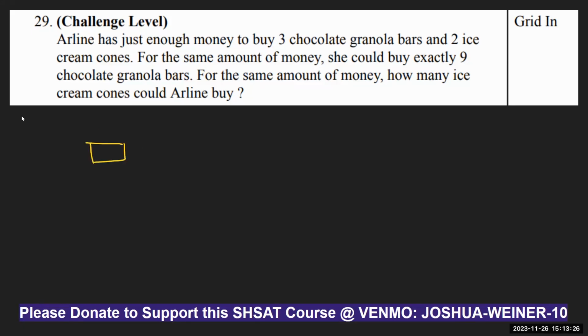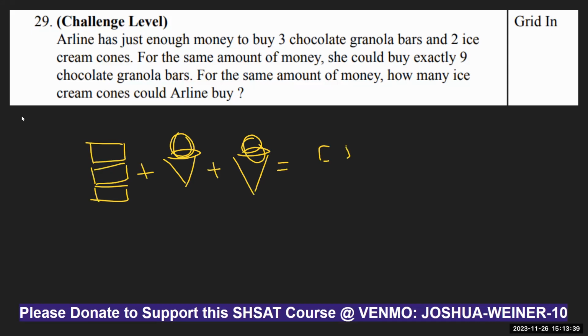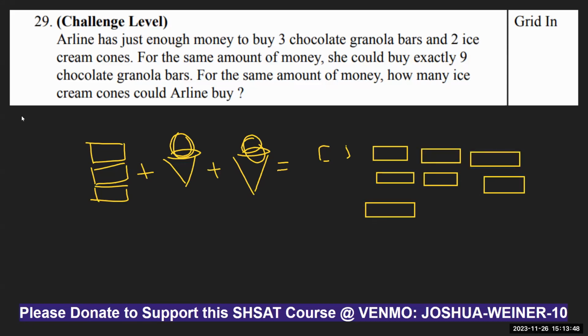Here's granola bar, granola bar, granola bar, plus ice cream, is the same as granola, granola, granola, and so on, 9 granolas. Okay, so subtract 3 granolas from both sides.